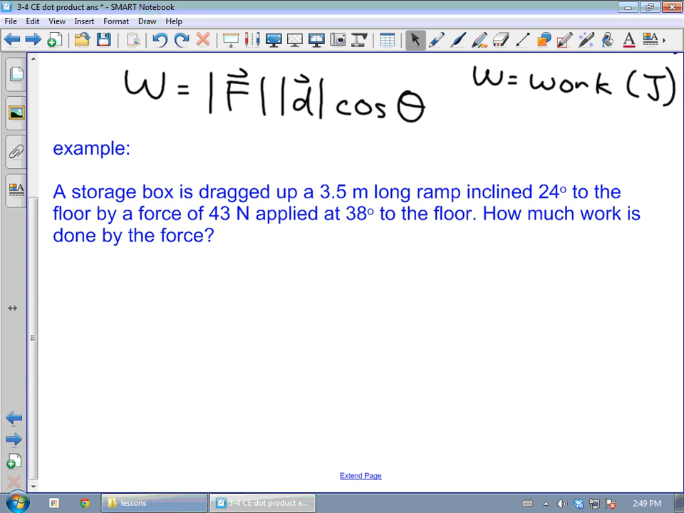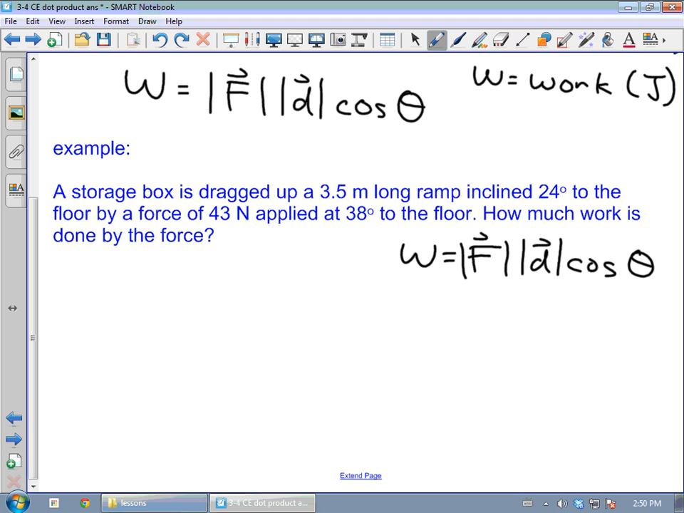Well, we're given magnitudes of our force and displacement. The displacement is 3.5 meters. And we're given these angles here. So we know that we're going to do work. We're going to be using this form of our work equation that involves magnitudes and angles. So our work is going to be magnitude F, magnitude D, times the cosine of theta. And theta, of course, is the angle between the force and the displacement.